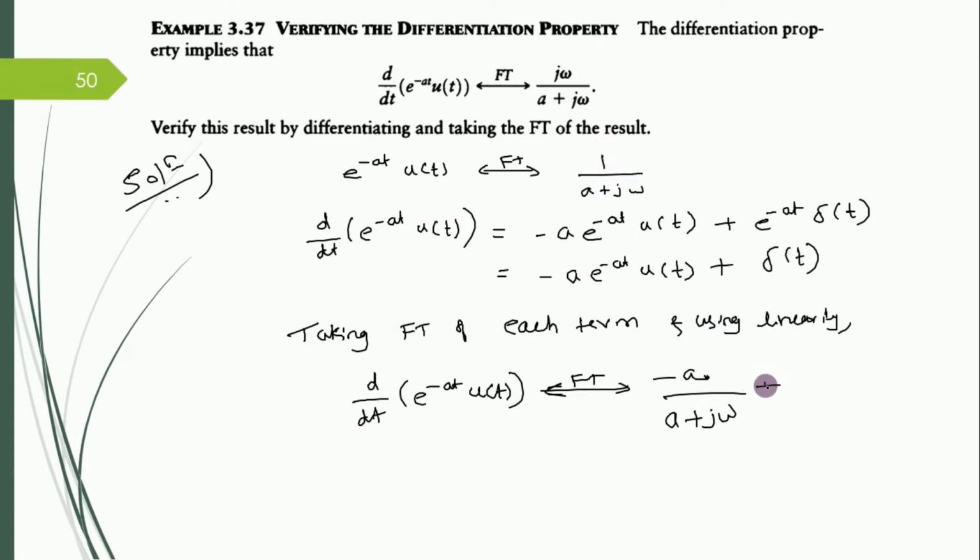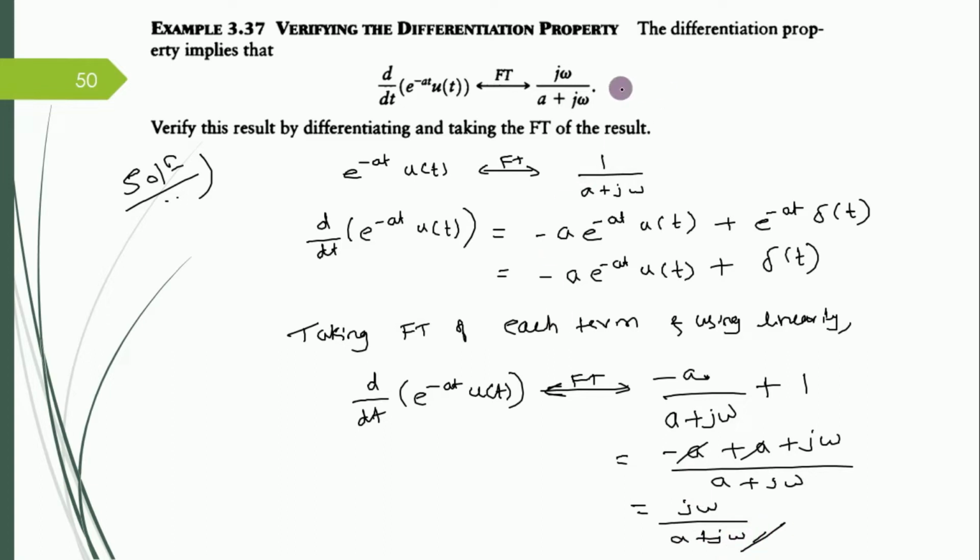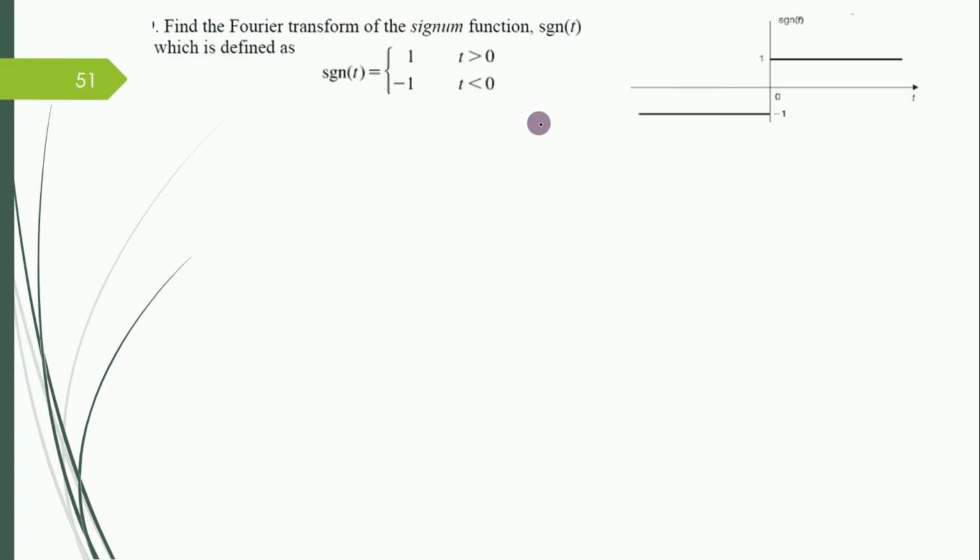And the Fourier transform of delta of t is 1. We have already checked that. So I take this onto the numerator. So a plus j omega divided by a plus j omega. A and minus a cancel. You get j omega divided by a plus j omega. So remember, this property we'll be using in future. So differentiation of e raised to minus at u of t will get you j omega divided by a plus j omega. This is the answer.